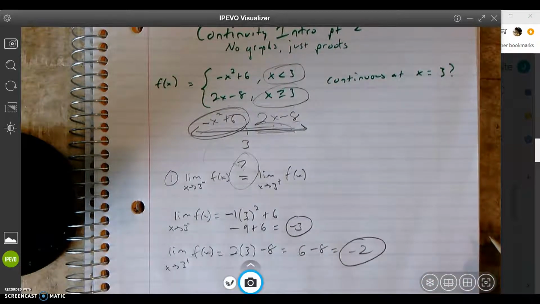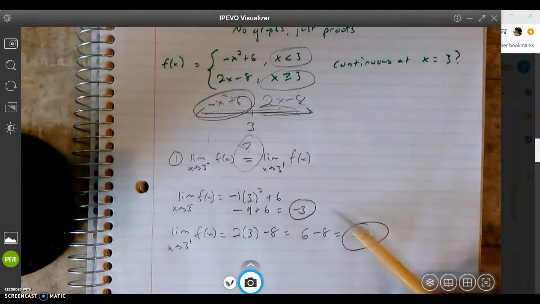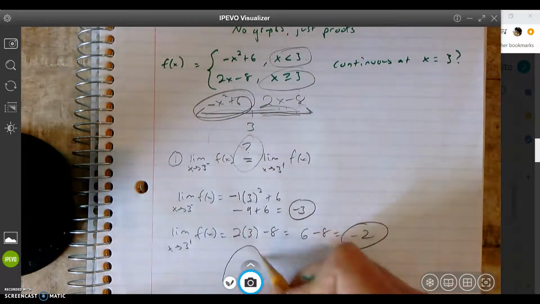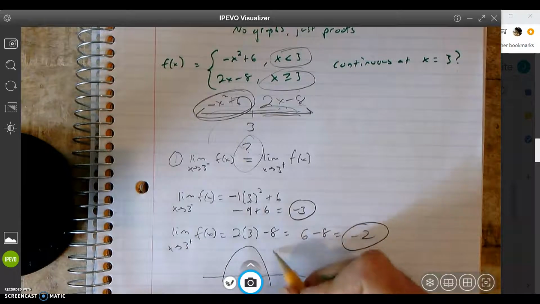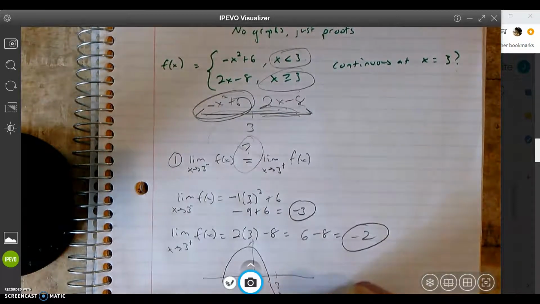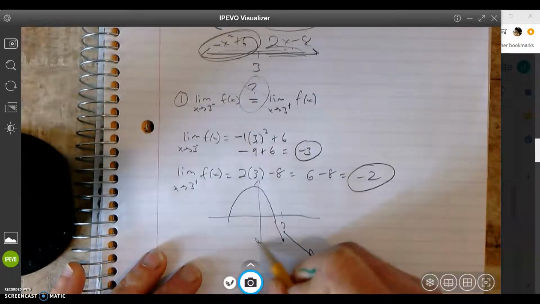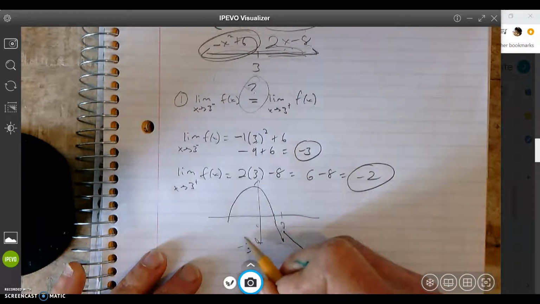Uh-oh. What have we just discovered? What type of discontinuity is this? Yeah, it's a jump discontinuity. Why? Because when you have this parabola, when you get to x equals 3, something like this, you're approaching negative 3, but the line starts at negative 2. So there's a jump right here. So the parabola goes to negative 3, and the line starts at negative 2.